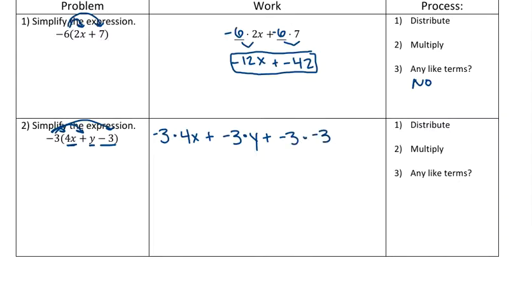So now I'm going to multiply because that's what my order of operations tells me to do. Before I add, I have to multiply. So negative 3 times 4 would be negative 12. We keep that x. Plus negative 3 times y would just be negative 3y. Plus negative 3 times negative 3. Negative times a negative is a positive, and 3 times 3 is 9.